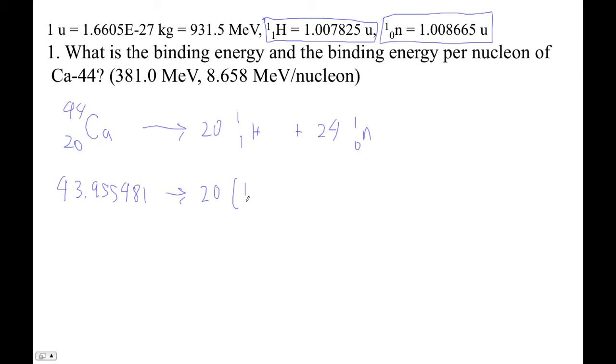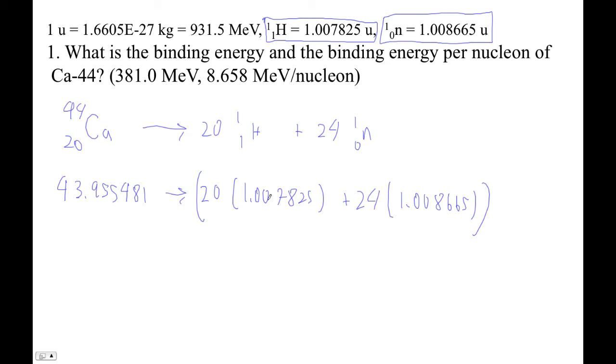So, 20 times 1.007825, that's the hydrogen, plus 24 times 1.008665. I'd memorize those personally. Okay, so here we go. I'm going to take this guy minus parentheses, 20 times 1.007825 plus 24 times 1.008665, all in parentheses, uber parentheses.